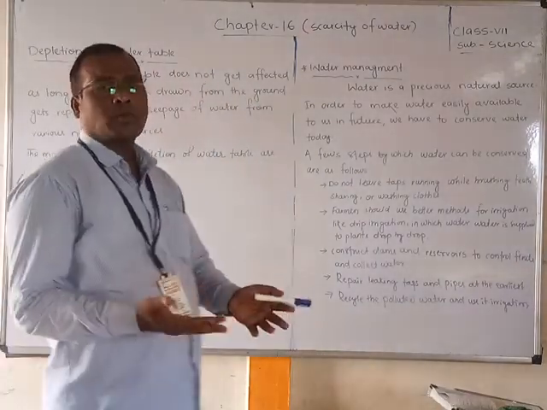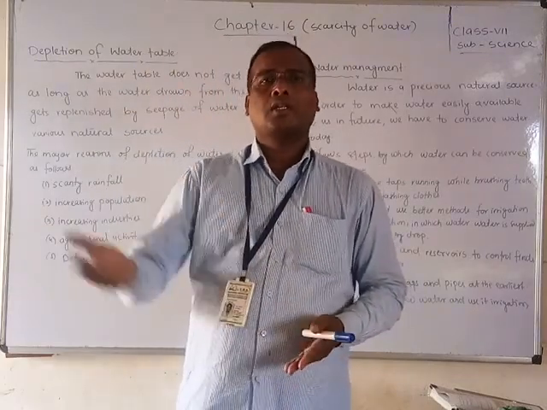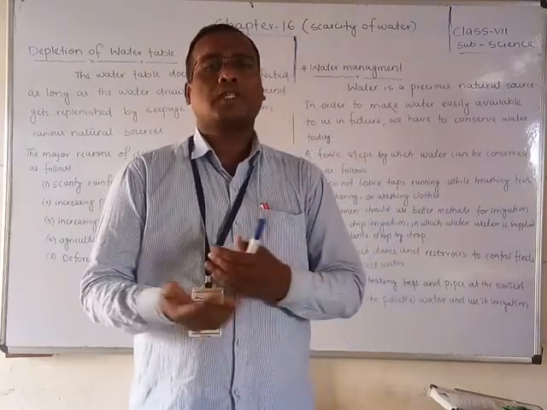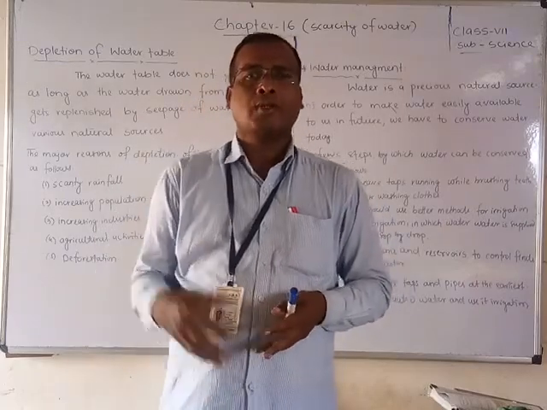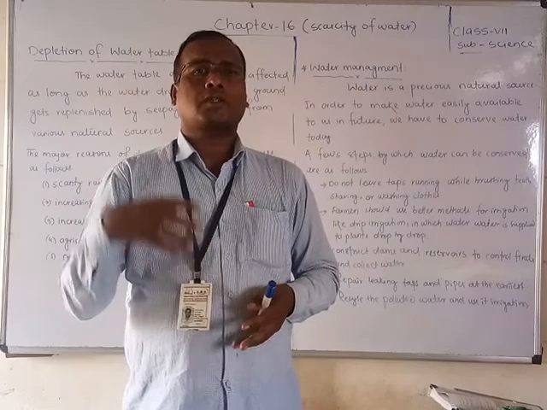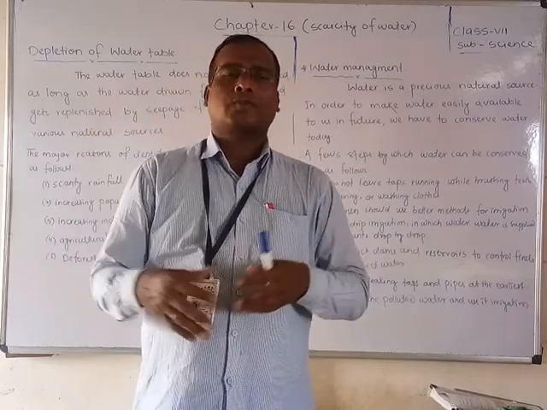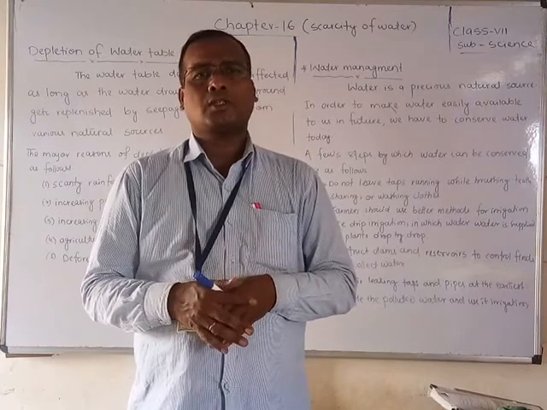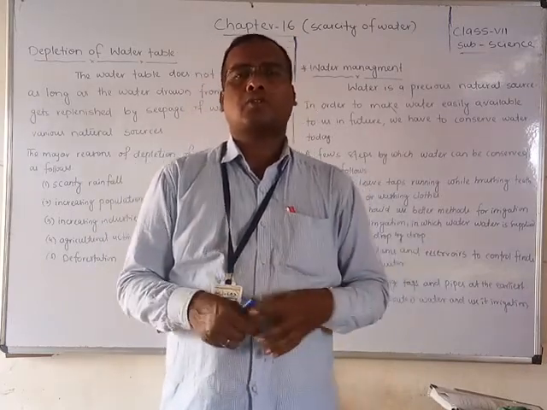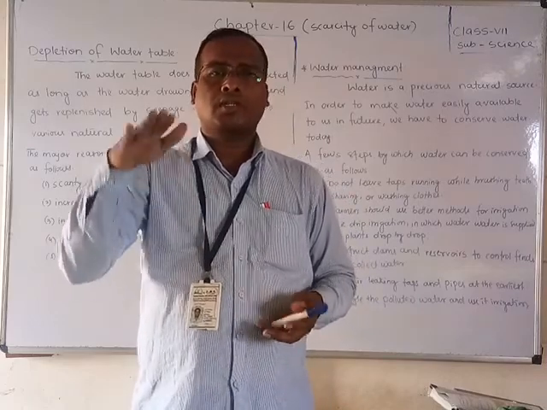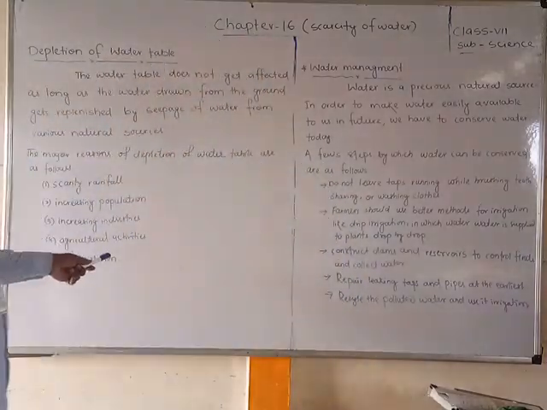And the next one is increasing industries. If the population increases, for their daily requirements, industry also increases. And actually industries depend upon groundwater, and they use groundwater for cooling the machines and for some waste products, so in many ways they are using groundwater. Due to that, the water level will go down.